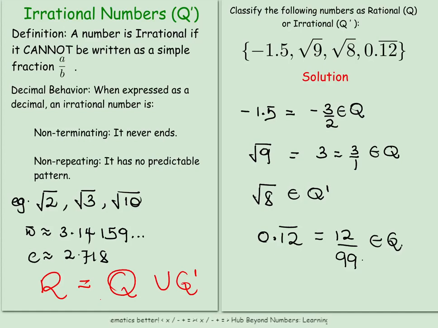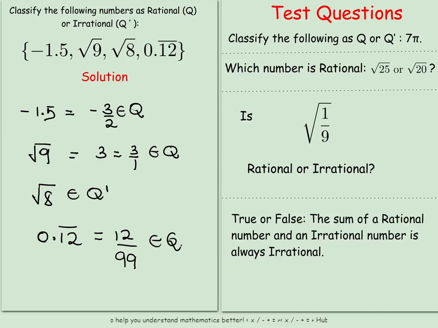As usual, I'll leave some exercises for you to try your hands on. So here are just 4 questions you can try. The first one says you have to classify whether 7 pi is a rational or irrational number. Then the next one, which number is rational? Root 25 or the square root of 20. Then is the square root of 1 over 9 rational or irrational? And then the last one is a true or false question, as you can see.